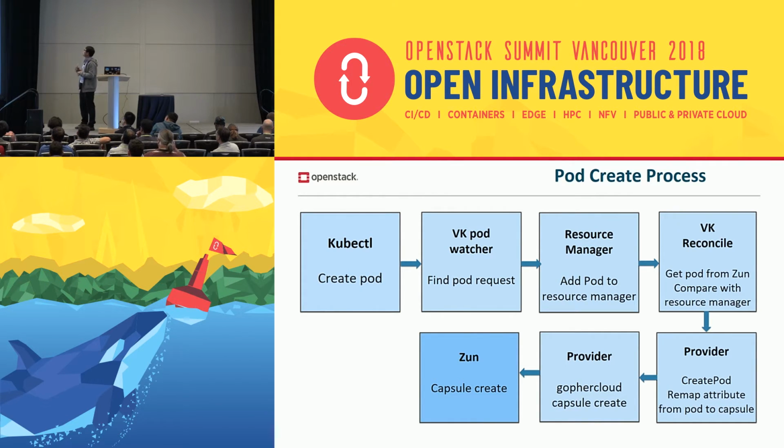After that, the virtual kubelet reconcile function will get the pod from Zun and compare it with the resource manager. After that, the provider will create a pod and remap the attributes from pod to capsule. Moving on, the provider will call the Gophercloud capsule create. And the last procedure is the capsule create in Zun. So that is the workflow from kubectl to the Zun provider.